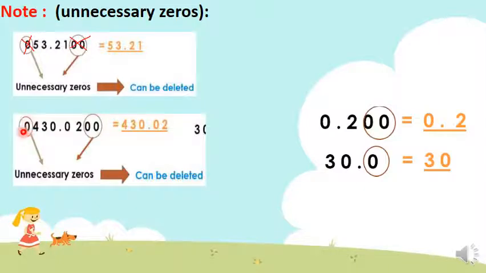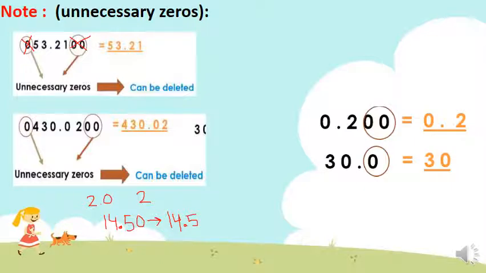Look at this decimal number. Similarly, you can cross this zero to the left. It's an unnecessary zero. And since it's a decimal number, you can also delete the zeros to the right because they have the same value. How? If you have 2.0, it is the same as 2. If you have 14.50, it is the same as 14.5. They have the same value.